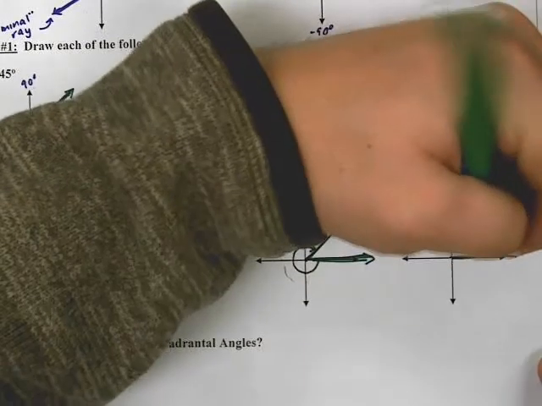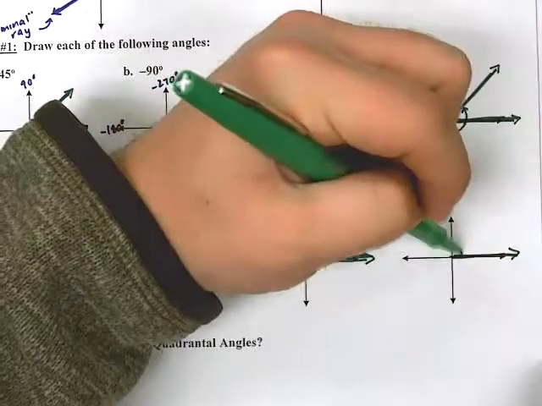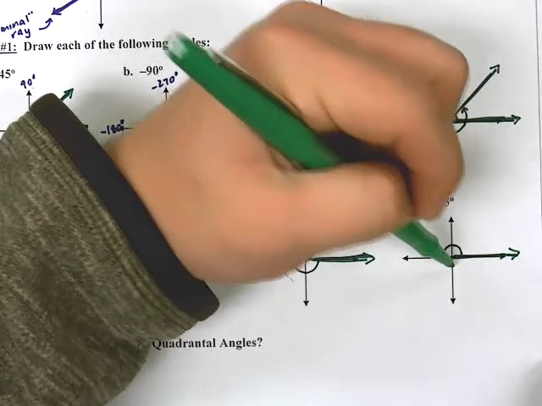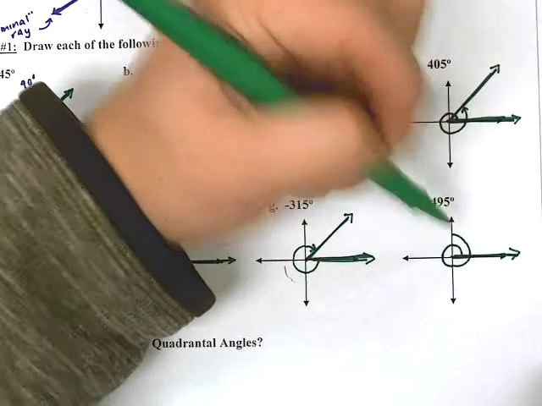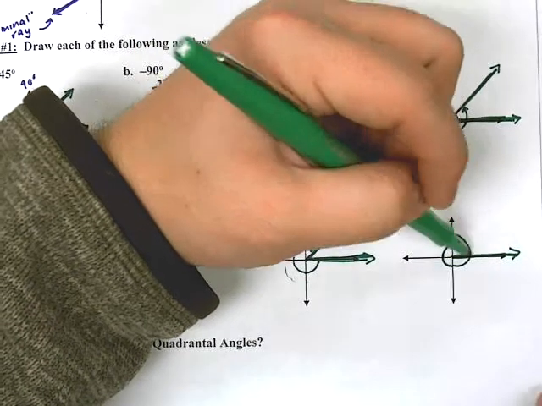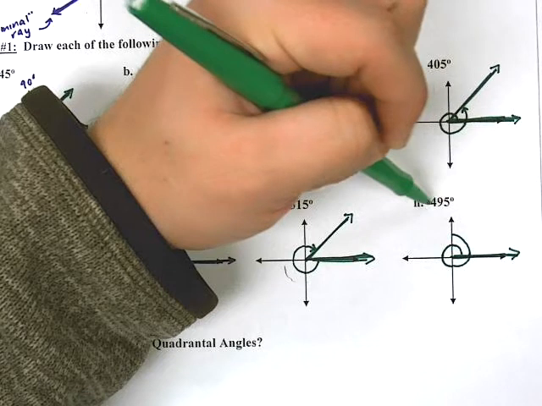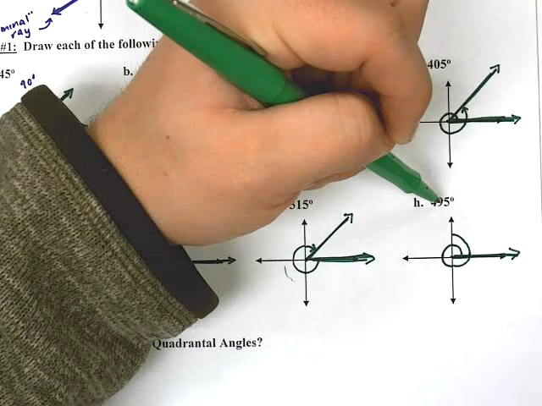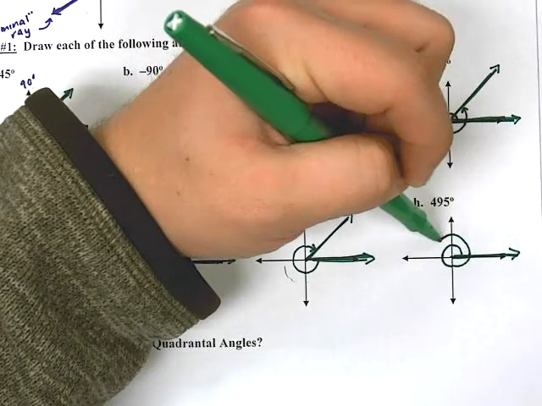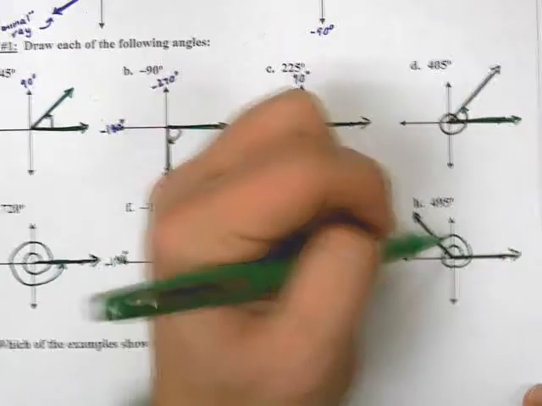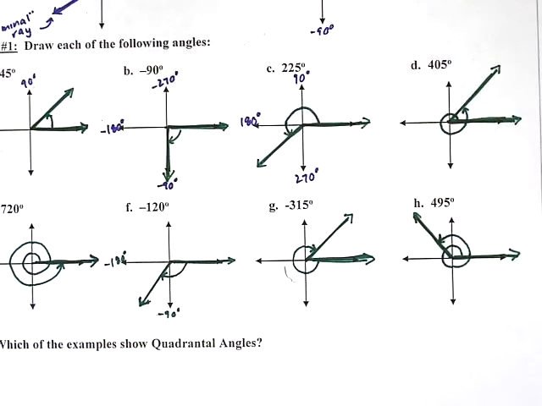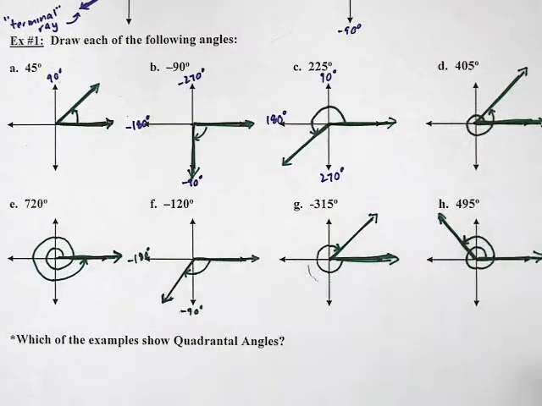Okay. So, initial. 90, 180, 270, 360, 450, because I added another 90. So 360 to 450. 495 minus 450, that's 45, okay? So another 45 would be halfway, something like this. And again, make sure to draw your arrow so we know what's going on. All right? Okay. Which of these examples show quadrantal angles?